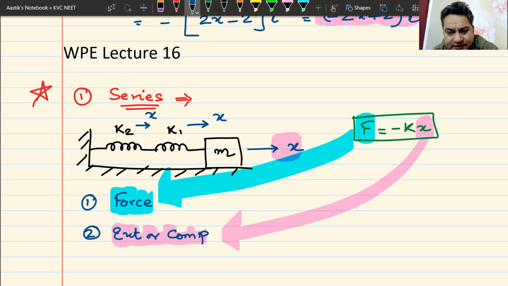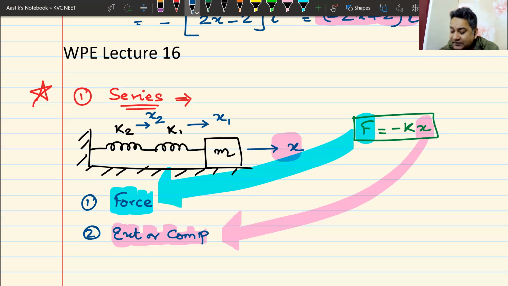Both the springs get extended by the same amount. K1 spring gets extended by x, K2 spring also gets extended by x? No, that does not happen. Both springs have different extensions. If this spring has a displacement x1, this spring has a displacement x2.